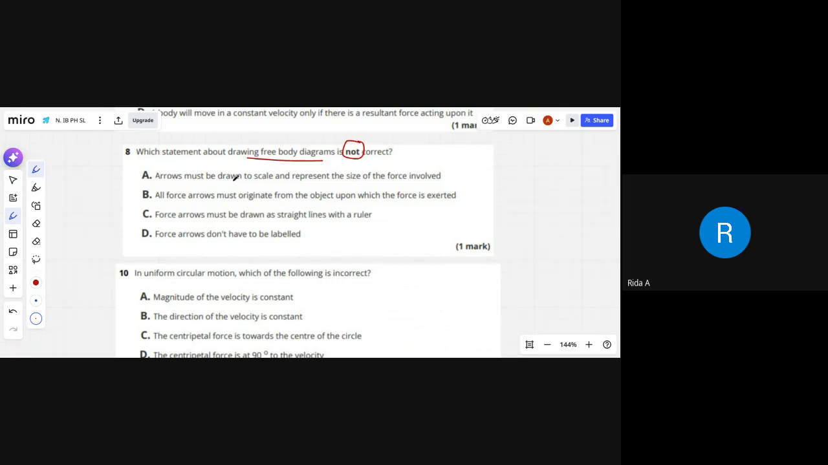Which statement about drawing a free body diagram is not correct? Arrows must be drawn to scale and represent the size of the force involved. All force arrows must originate from the object upon which the force is exerted. Force arrows must be drawn in straight lines with a ruler, or force arrows do not have to be labeled.